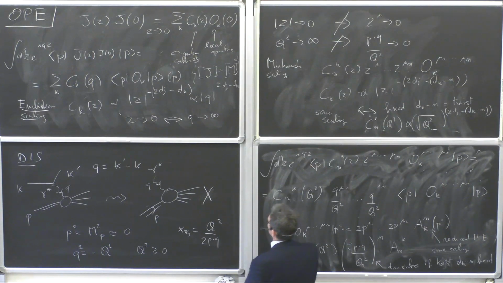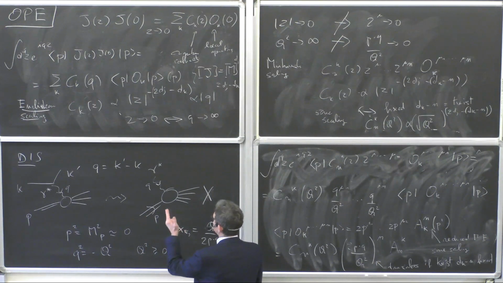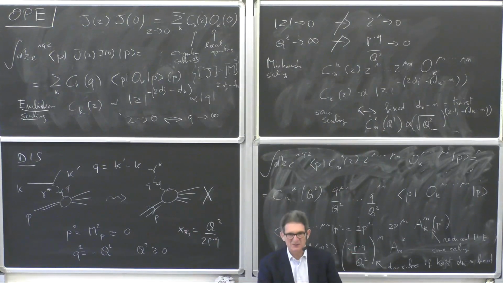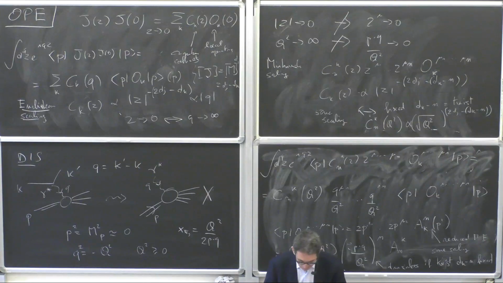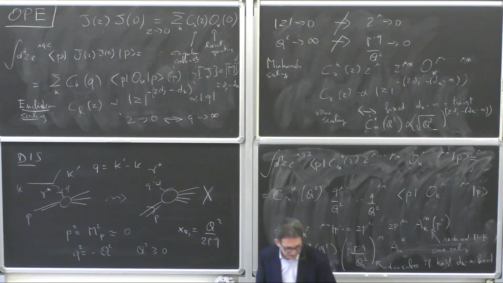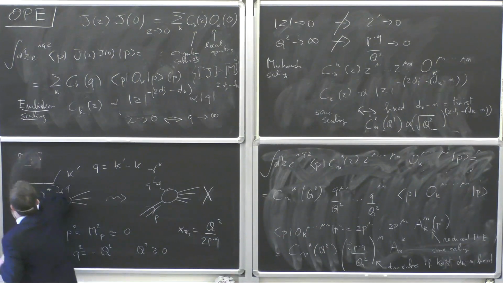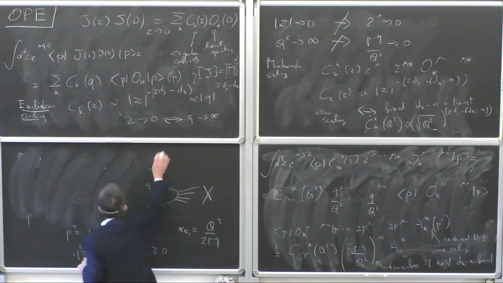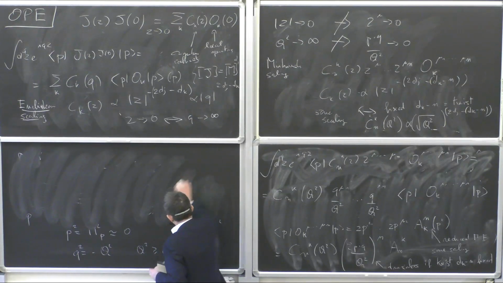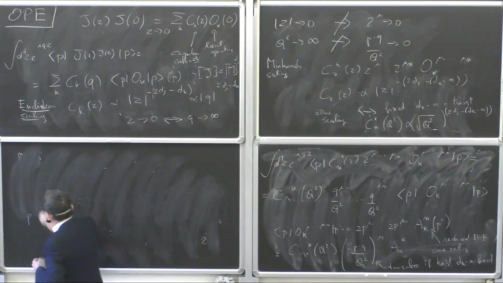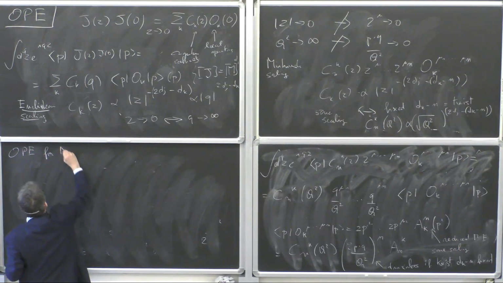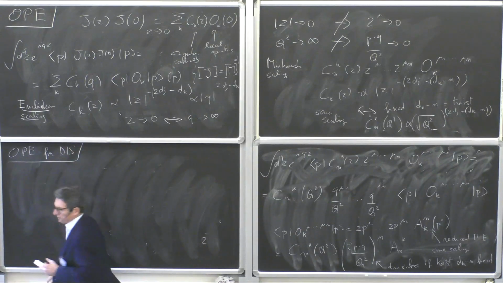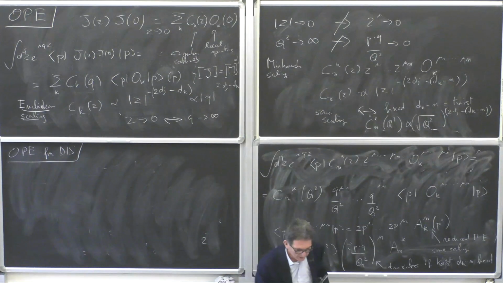Okay, so DIS structure function, the OPE. Now we have to put everything together and write the OPE for deep inelastic structure functions, which means writing the OPE for the hadronic tensor, right? So let me erase this. And OPE for DIS.